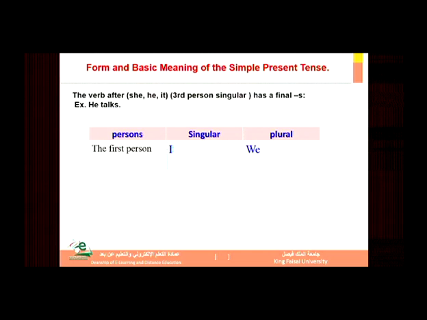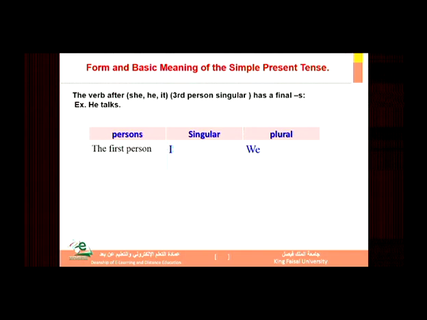Basically the verb after the third person singular pronoun usually has S or ES depending on the ending of the verb. So if we have he, she, it, which are the three third person pronouns representing the singular, the verb takes an S at the end.